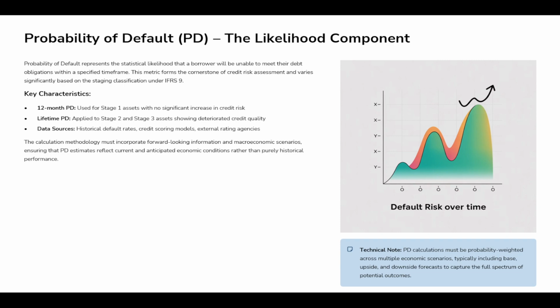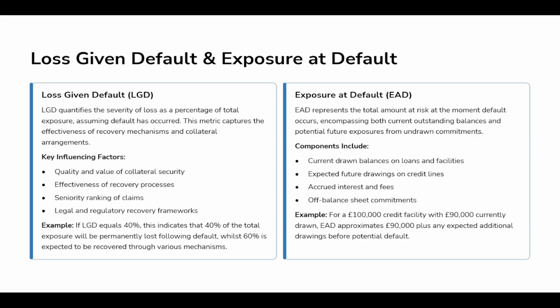Second, loss given default, or LGD. This measures how severe the loss will be if default occurs. LGD depends on factors like collateral, recovery processes, and the seniority of debt. For example, a mortgage secured by property will usually have a lower LGD than an unsecured credit card loan.